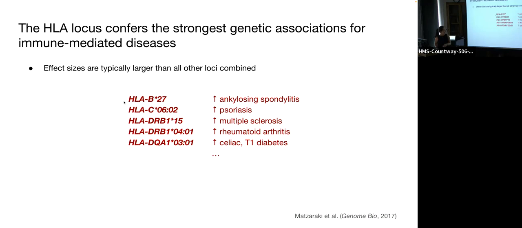So for example, HLA-B27 highly increases your risk for ankylosing spondylitis. HLA-C*06:02 increases risk for psoriasis. Different HLA-DRB1 alleles increase risk for MS and RA, and the list goes on. There are many examples. And exactly how these variations lead to disease or are associated with disease is not fully understood, but there are several possibilities.